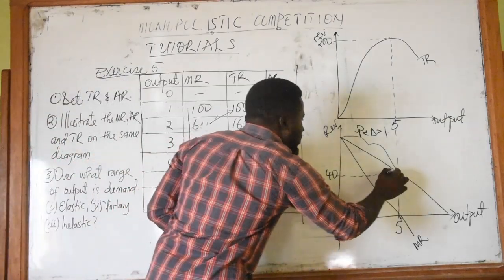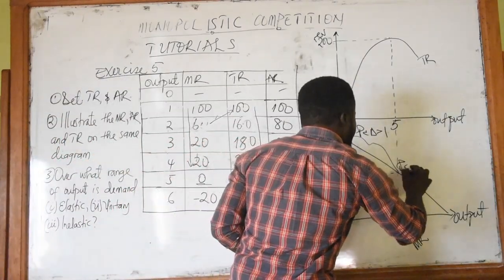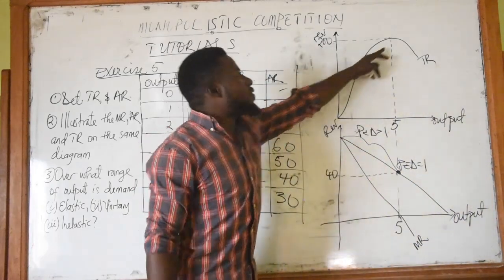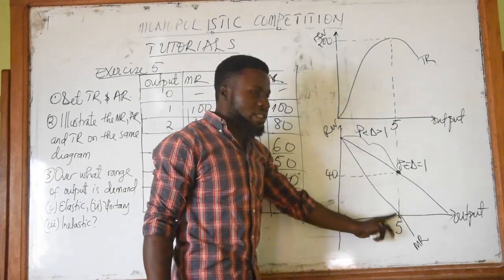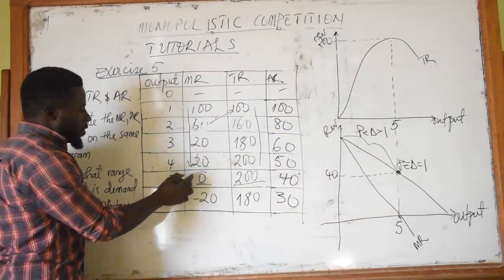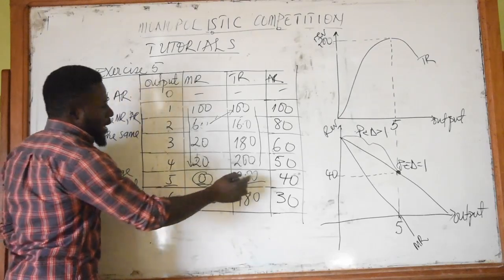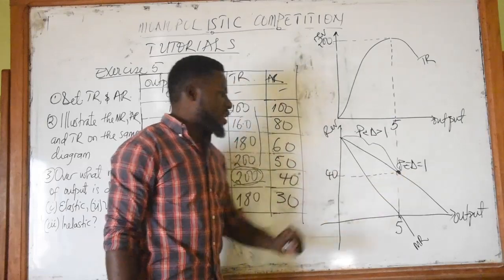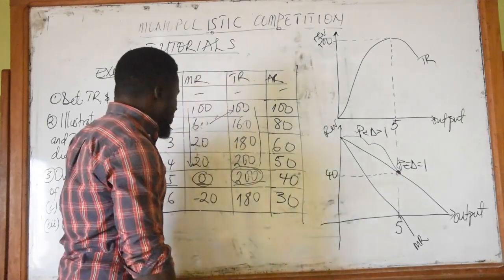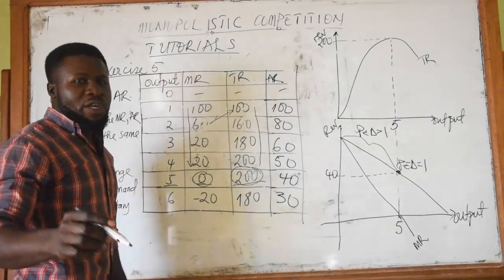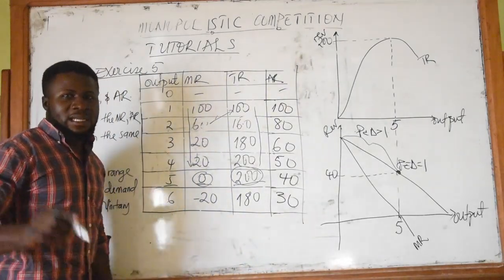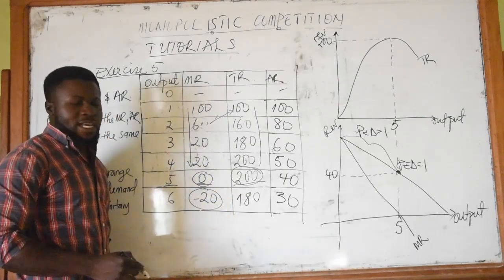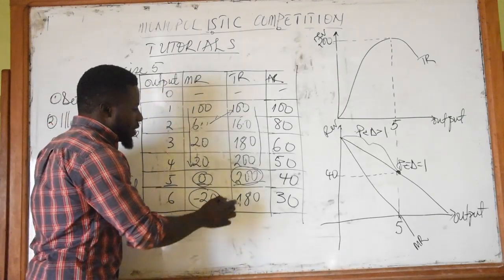And then the good becomes unitary in demand, that is PED being equal to 1, whenever total revenue is highest and marginal revenue is 0. So we see marginal revenue is 0 here at the fifth output level and total revenue is at its maximum point. That shows that the good is unitary in demand. And then the price elasticity of demand becomes less than 1. That is fairly inelastic whenever marginal revenue becomes negative. And then total revenue begins to fall.